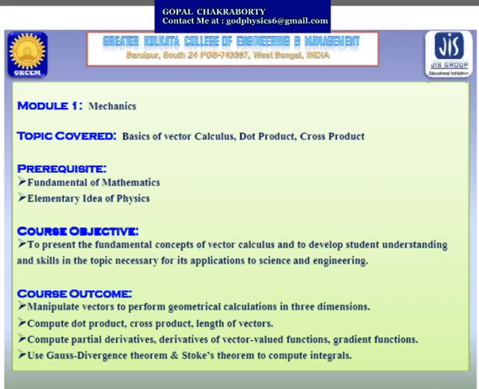To study this course you need some fundamental knowledge of mathematics and the elementary idea of physics. The course objective is to present the fundamental concepts of vector calculus and to develop students' understanding and skill in the topic necessary for its application to science and engineering. The corresponding course outcomes are: manipulate vectors to perform geometrical calculation in 3 dimensions, compute dot product, cross product, length of the vector, or compute partial derivatives, vector valued function, gradient function, etc.